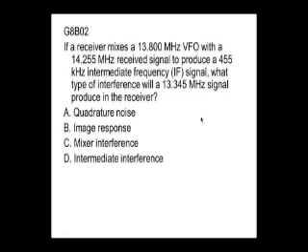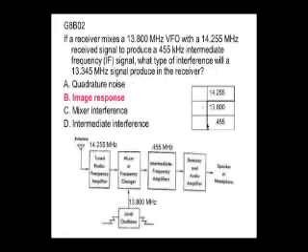If a mixer mixes a 13.800 megahertz VFO with a 14.255 megahertz received signal to produce a 455 kilohertz intermediate frequency signal, what type of interference will a 13.345 megahertz signal produce in the receiver? Let's go straight to the diagrams and take a look.